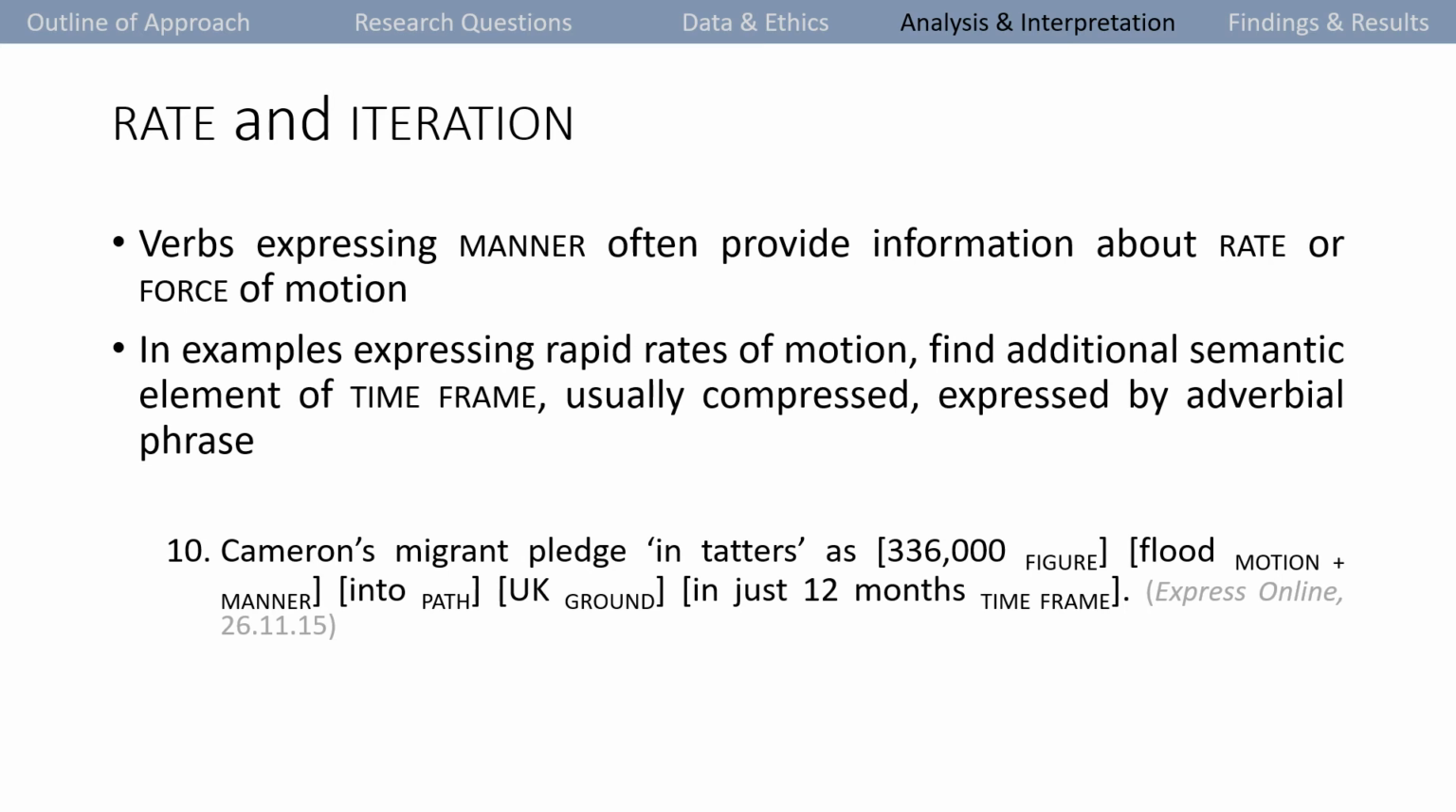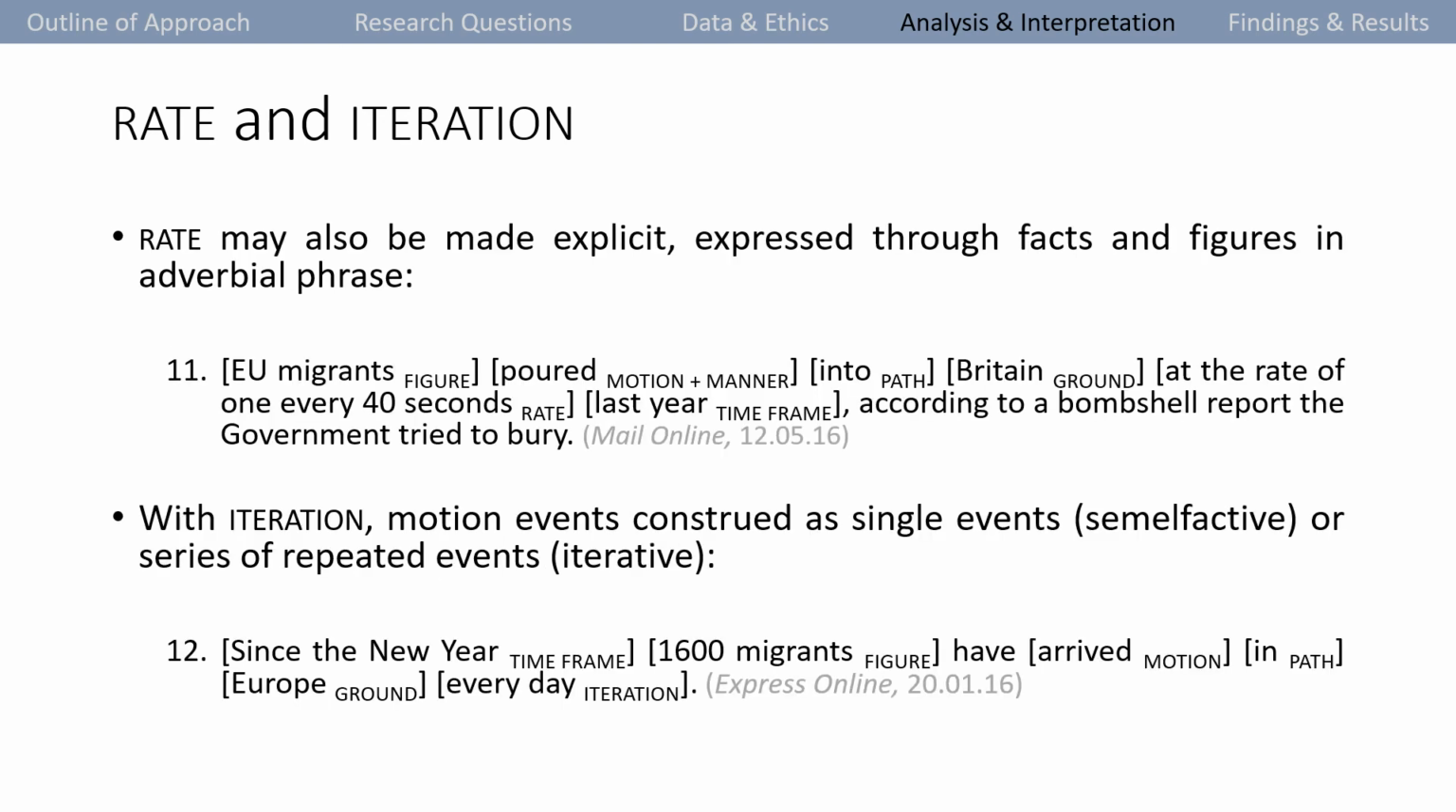Thus, in examples expressing rapid rates of motion, we not only find quantification of the figure, but also an additional semantic element of time frame, which, expressed by an adverbial phrase, is relatively compressed. When expressed by the verb, as in this example then, rate of motion is imprecise, implied only to be fast, slow, or somewhere in between. In immigration discourse, however, rate of motion is often specified, expressed through facts and figures in an adverbial phrase.